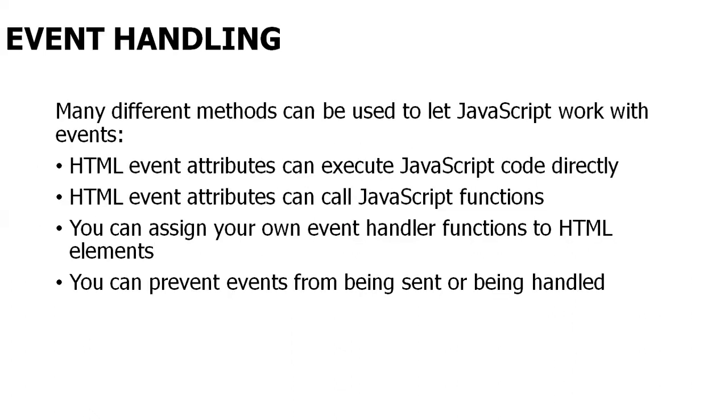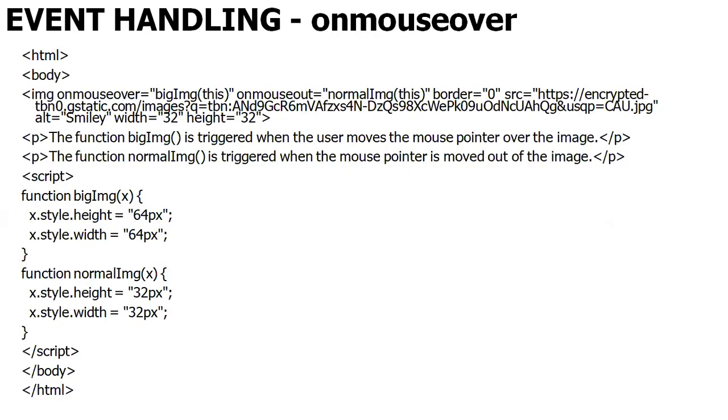Many different methods can be used to let JavaScript work with events. The HTML event attribute can execute JavaScript code directly. The HTML event attribute can call a JavaScript function. You can assign your own event handler function to HTML elements. We can prevent the event from being sent, from beginning to end. Then we go for onmouseover.